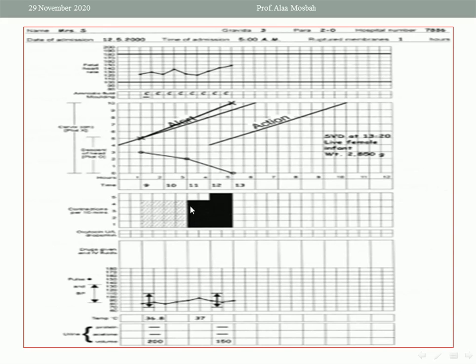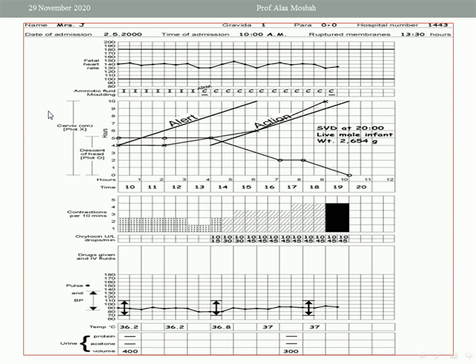Uterine contractions were efficient, more than 40 seconds, about 3 to 4 contractions per 10 minutes, and continuing for more than 40 seconds each contraction. The maternal blood pressure, pulse, and temperature were normal. Normal character of the urine. The end result is normal labor and spontaneous vaginal delivery of a living female of average weight. This is another partogram.